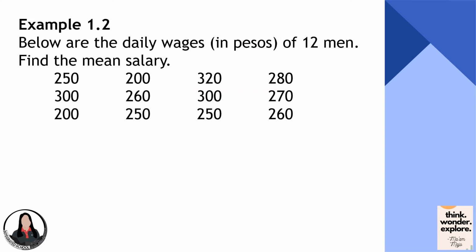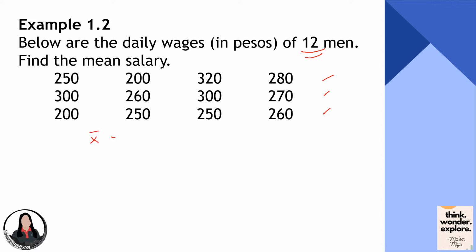Next, example 1.2. Below are the daily wages in pesos of 12 men. Find the mean salary. Okay, binigay na dito yung total number of observations, right? Kasi 12 men daw yan. Simply, 12 salaries ang ating isosolve. Again, you are permitted to use your calculator in solving the summation of all the salaries.